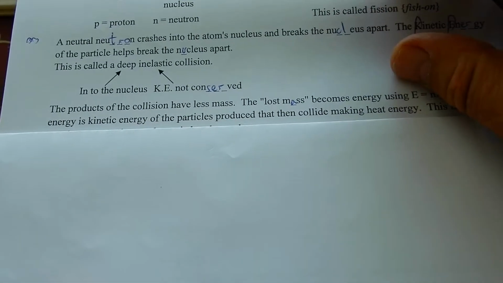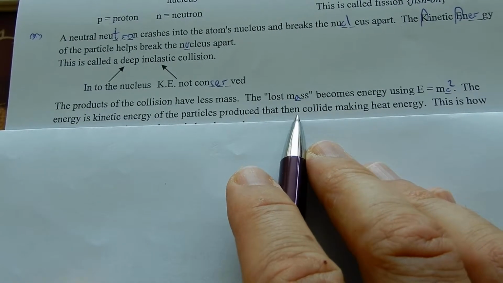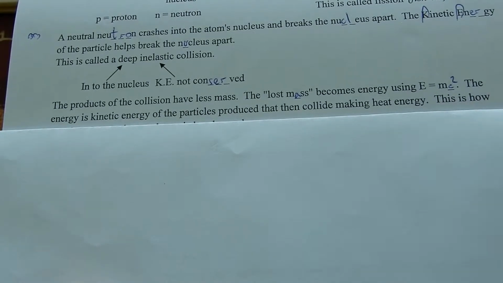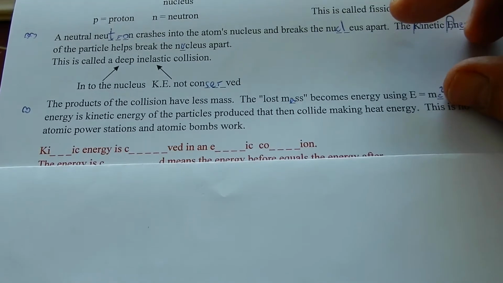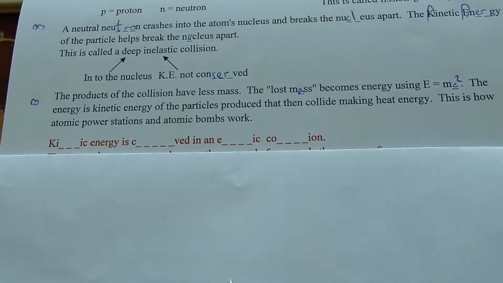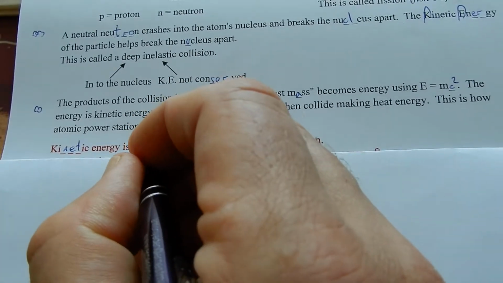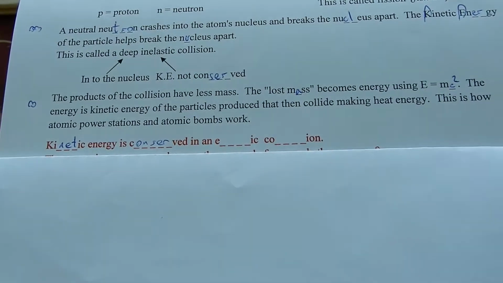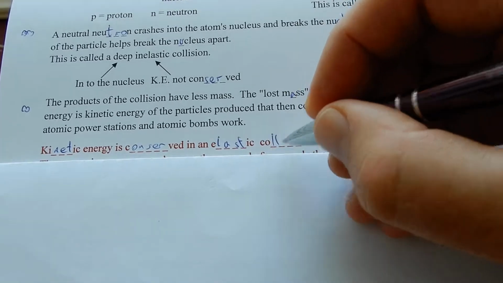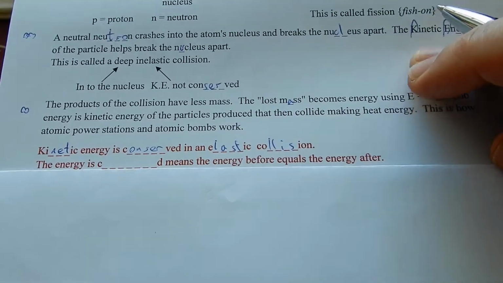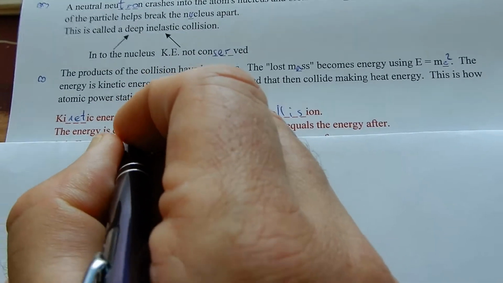The energy is the kinetic energy of the particles produced that then collide, making heat energy. This is how atomic power stations and atomic bombs work. Kinetic energy is conserved in an elastic collision. Energy is conserved means the energy before equals energy afterwards.